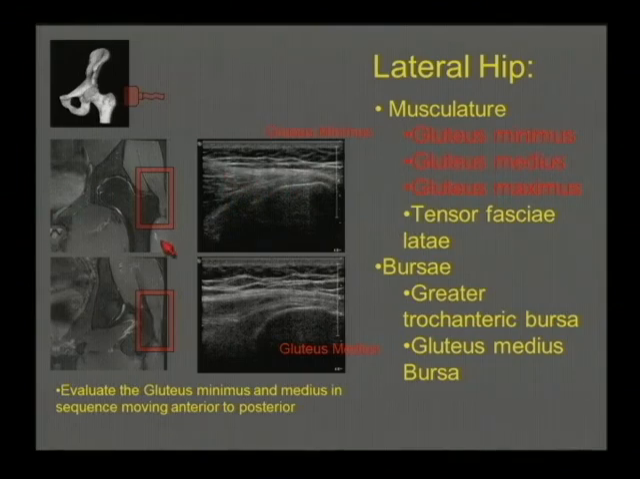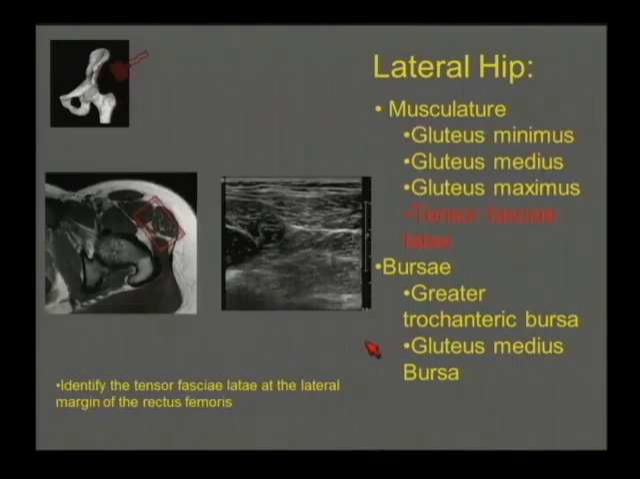More posteriorly, this is a corresponding MR image, again moving posteriorly. You'll see the tendon insertions of gluteus medius come into view right here. More superficial to that is the thickened fascia, fascia lata coming down into the IT band. So those are going to be your landmarks on the lateral part of the thigh.